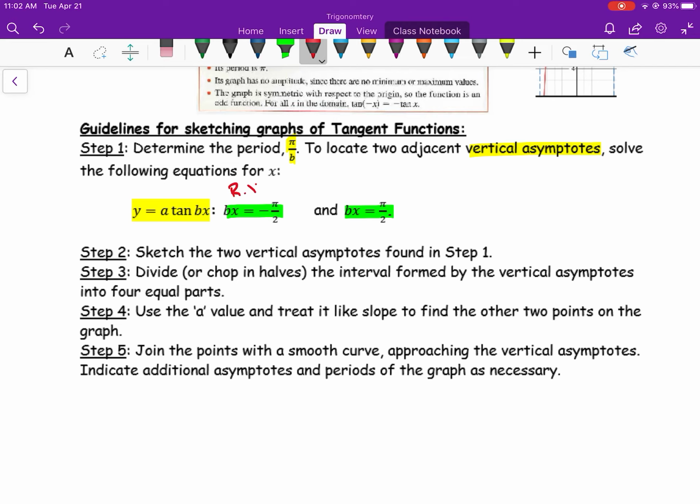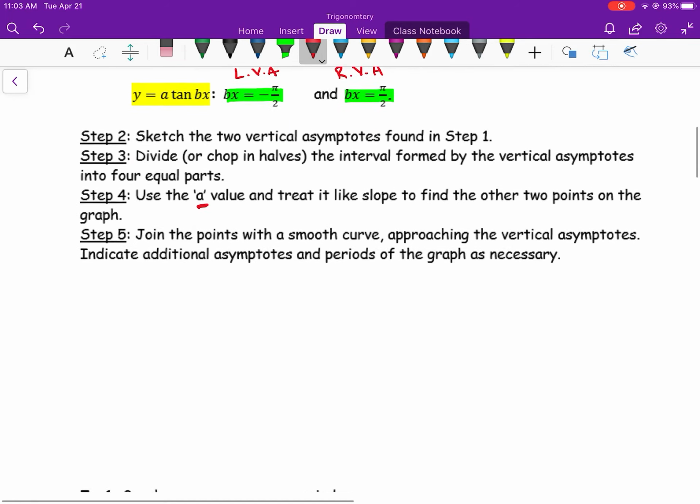So this is my left vertical asymptote. This is my right vertical asymptote. Okay, abbreviations, they're lovely. Alright, so once we find them, we're going to sketch them. And then we're going to take those pieces and chop them in halves. Alright, we're going to create the 4 equal parts that we need. And then we're going to use our A value, and treat it like slope to find the other 2 points on the graph. Then we're going to join everything together with a nice smooth curve.